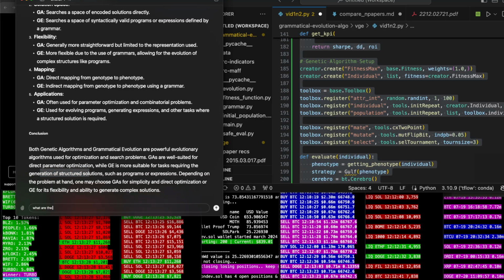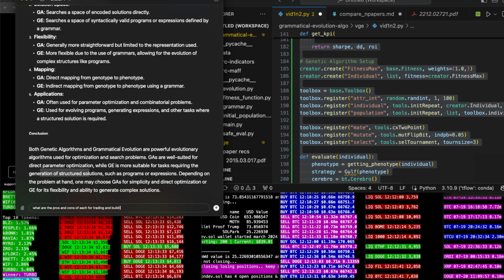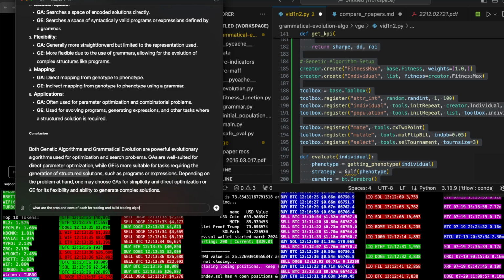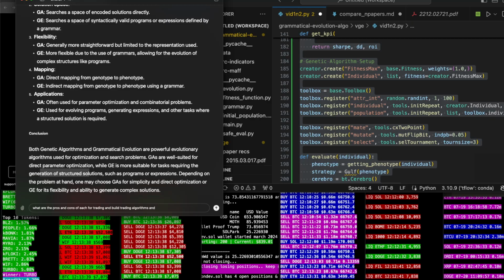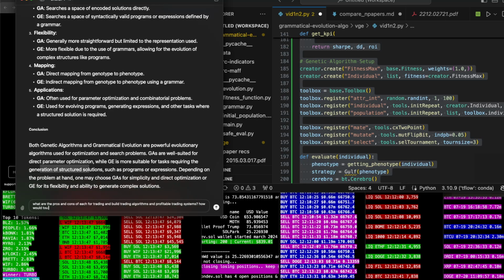What are the pros and cons of each for trading and building trading algorithms and profitable trading systems? How would you approach this?